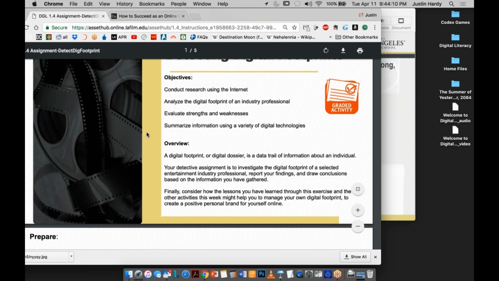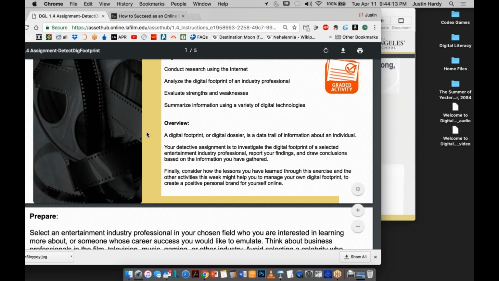What we're going to have you do is conduct research using the internet. We're going to have you analyzing a digital footprint of an industry professional. And by industry professional, we mean someone who is in a production role. So think about people who are famous for being famous. I'm not going to name any names. I'm sure some people have come to mind. Those are not the individuals that we want you to cover.